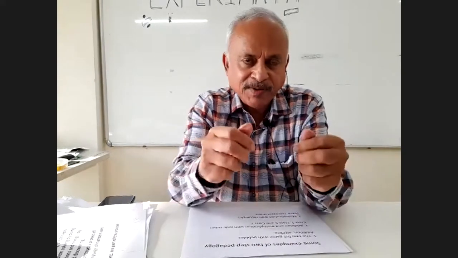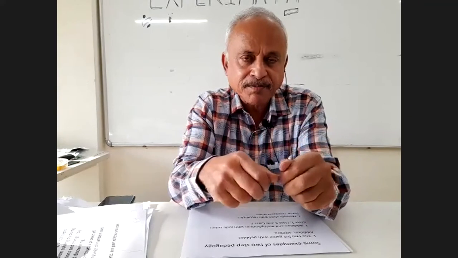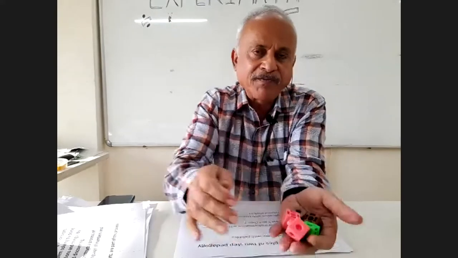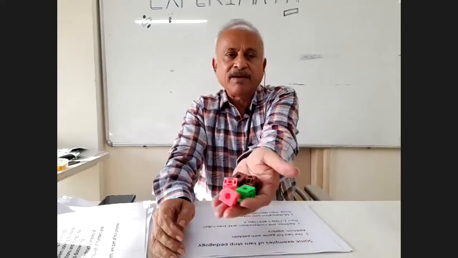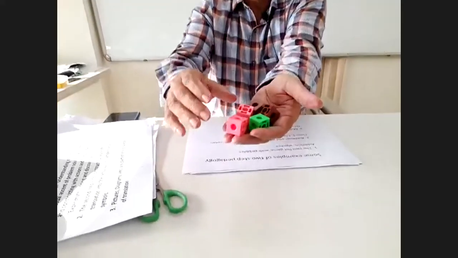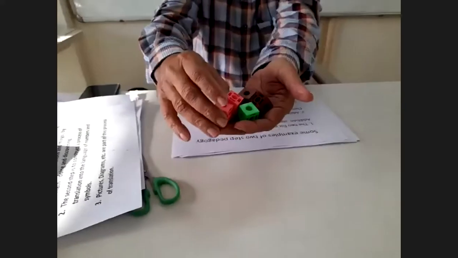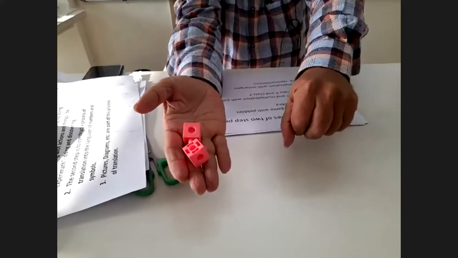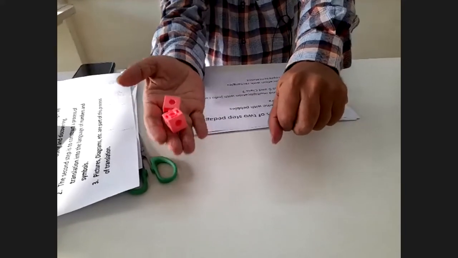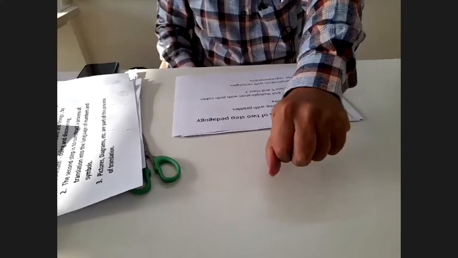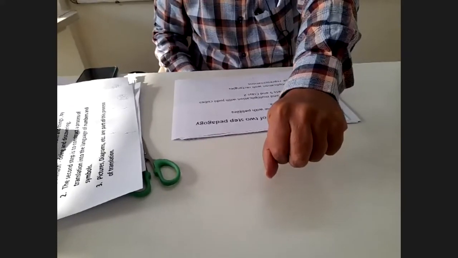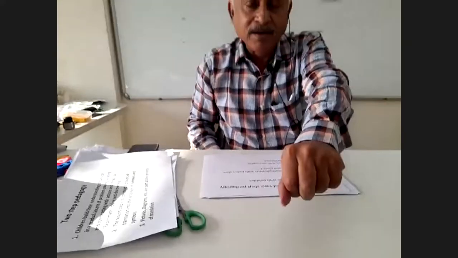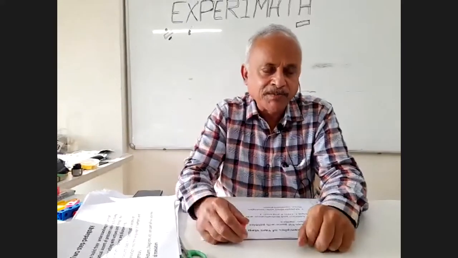But let me pose this same problem in a different way. I have 5 cubes in my hand. And there are 2 cubes in my right hand. So how many cubes in my fist? 3. Yes, sir. That's a class 1 problem.